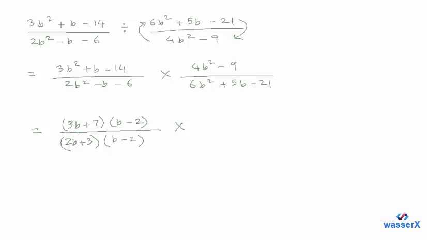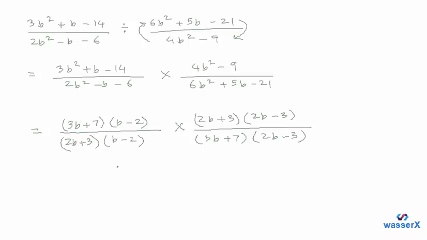This is in the form of a squared minus b squared. So that's a plus b times a minus b, where a is 2b because a squared is 4b squared and b is 3 because b squared is 9. So we have a plus b, 2b plus 3, times a minus b, which is 2b minus 3, over the factored form of this one, which is 3b plus 7 times 2b minus 3.